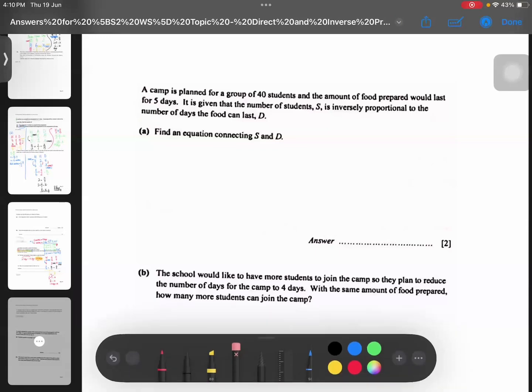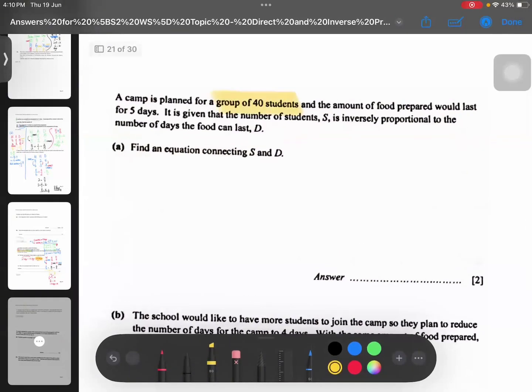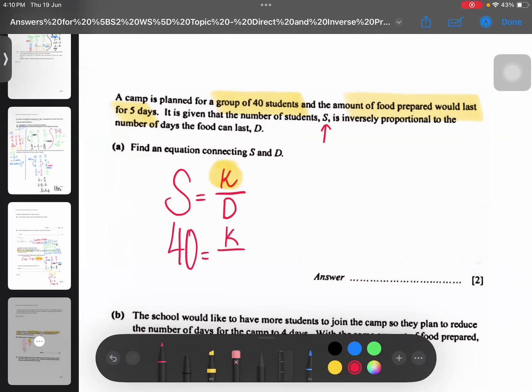Now, a camp is planned for a group of how many people? 40 students, right? And the amount of food prepared would last for how many days? 5 days. Okay, it's given that the number of students, using S to represent students, is inversely proportional to the number of days. So you have this. Agree or disagree? All right, so the first answer, obviously you won't write this, right? Why? Because K is still my unknown. Make sense? All right, 40 students, so 40 equals K over 5. Agree or disagree?